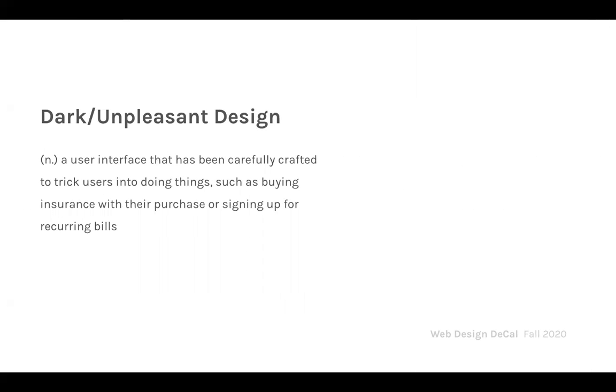So then dark and unpleasant design, which is the title of the lecture, is a user interface that has been carefully crafted to trick users into doing things, such as buying insurance with their purchase or signing up for recurring bills. Basically, it's understanding what our expectations are and playing them against us so that we don't know what we're actually signing up for or what action we're really taking in an interface.